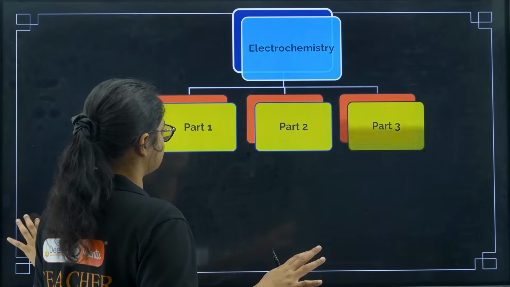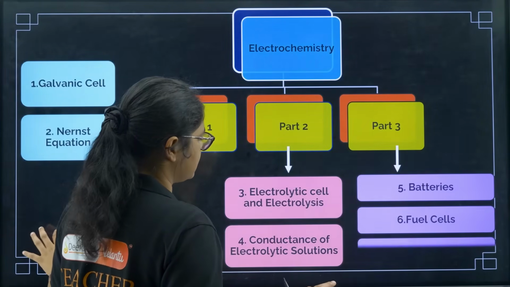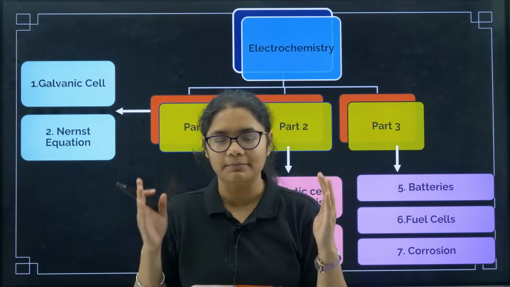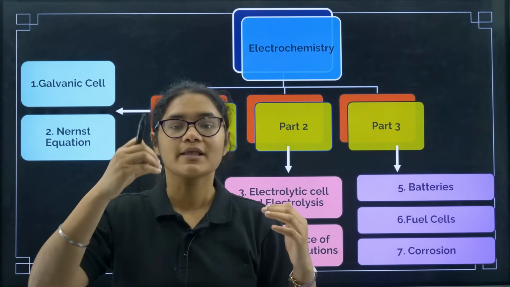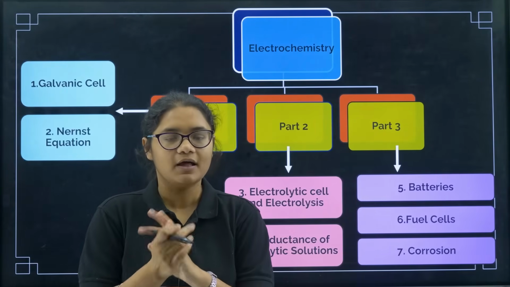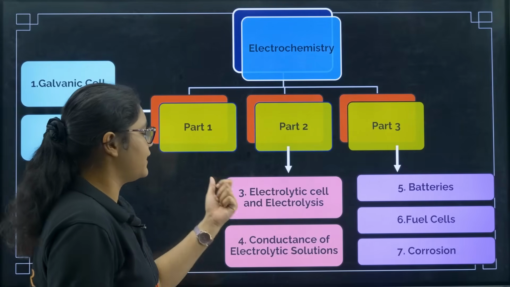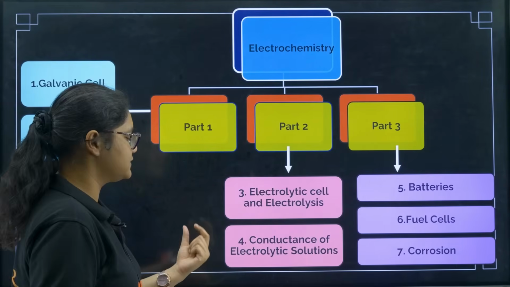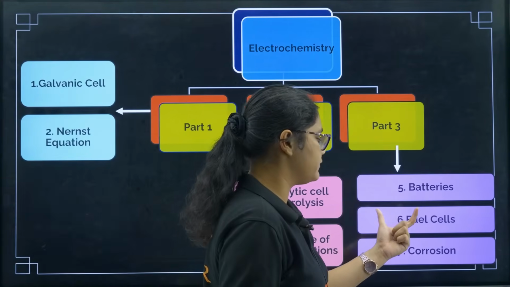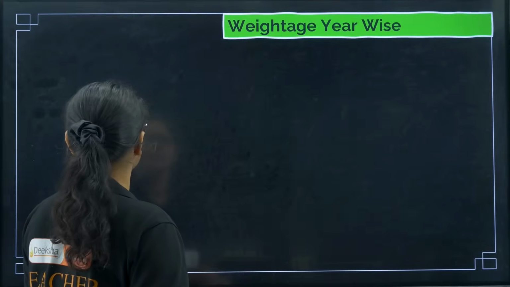I have divided this chapter into three parts. In the first part we are going to discuss galvanic cell and Nernst equation. I'll be focusing mostly on the KCET based concepts. There are a lot of theories in this chapter, but our target will be the KCET theory. Next we have electrolytic cell and electrolysis, conductance of electrolytic solutions, then we will discuss batteries, fuel cells and corrosion. So let's get started here.